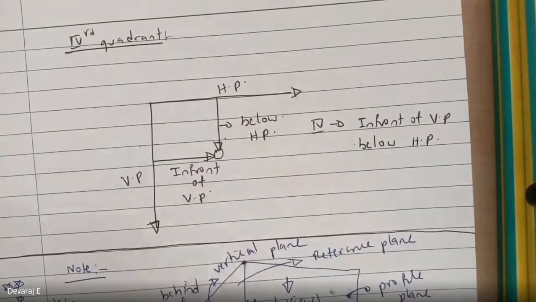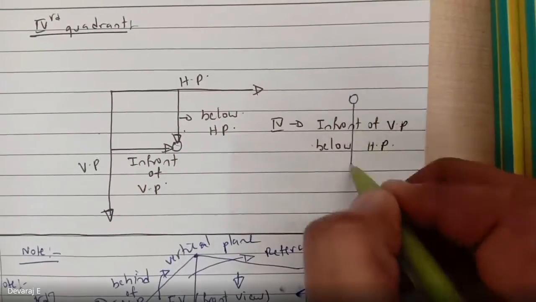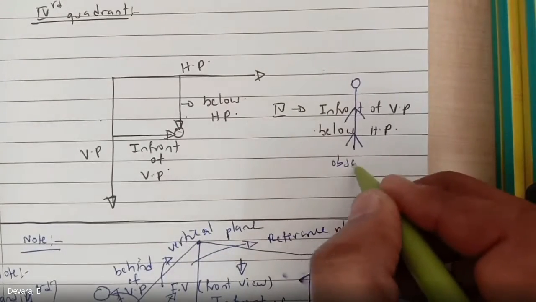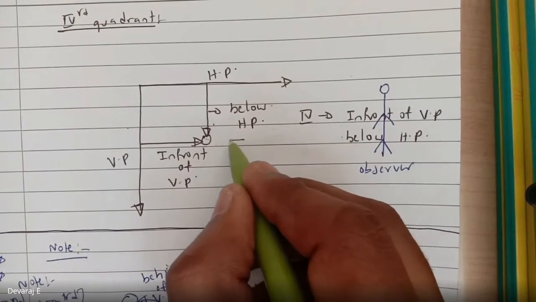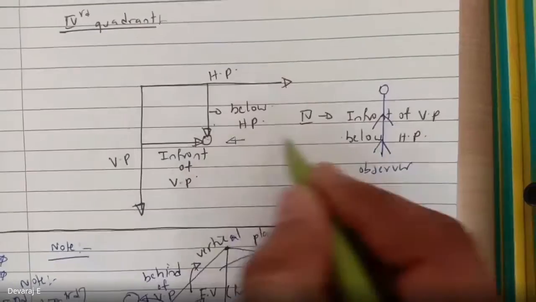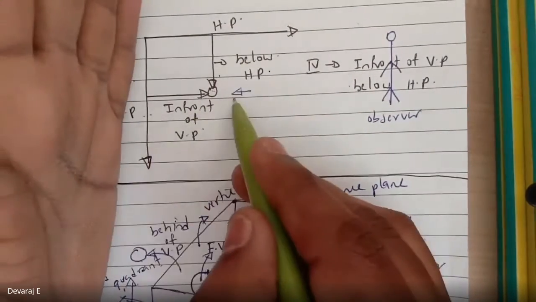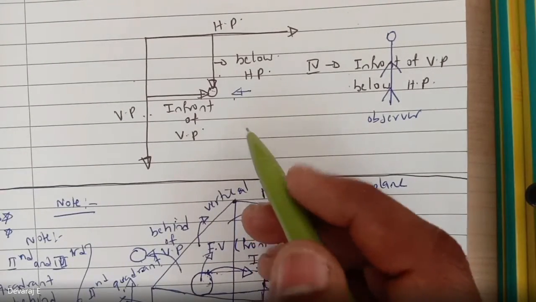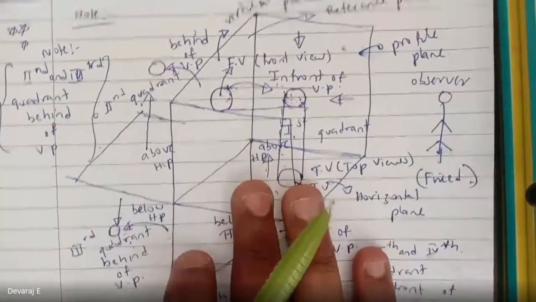And last is your fourth quadrant. If you keep the object here, the observer will be here. When the observer sees the object, it will be in front of VP, right? So it is in front. So this is in front of VP and below HP, right? So is everyone clear with the concept? Does anyone have any doubt with the quadrant system?